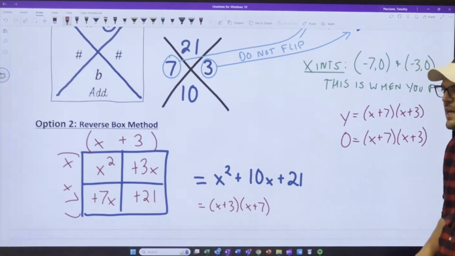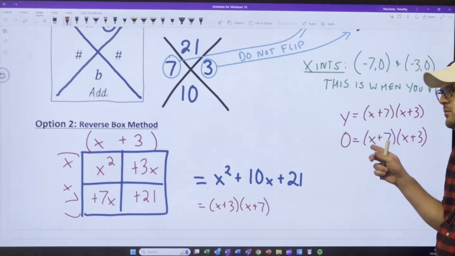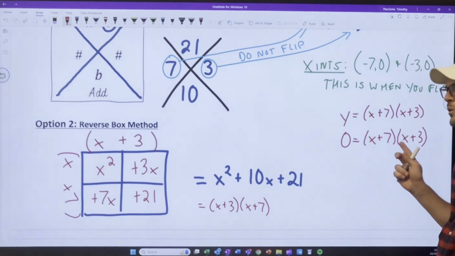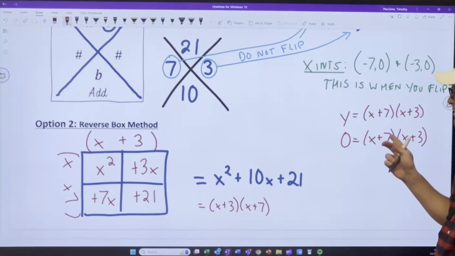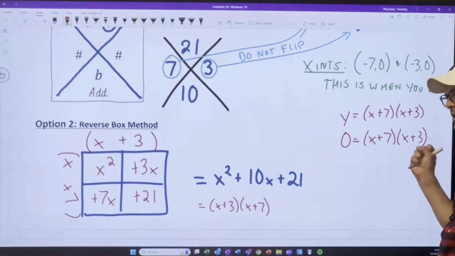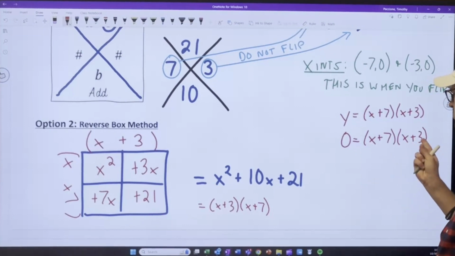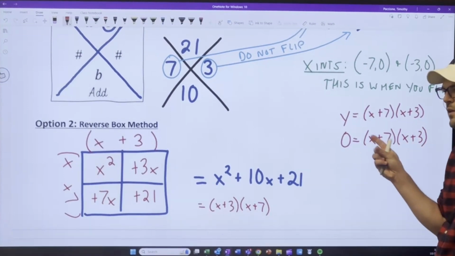Okay, so what would make that true? If I had a negative 7 or a negative 3. Those are the only things that would make this 0. Negative 7 plus 7 would be 0, times this would be 0. Negative 3 plus 3 would be 0, times anything would be 0.